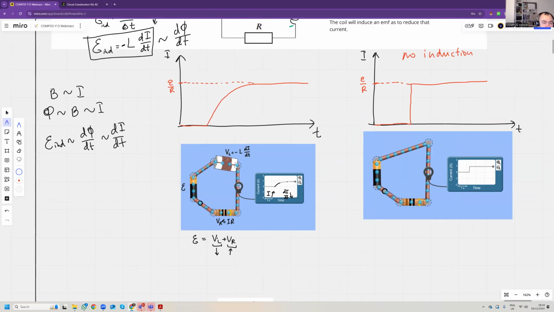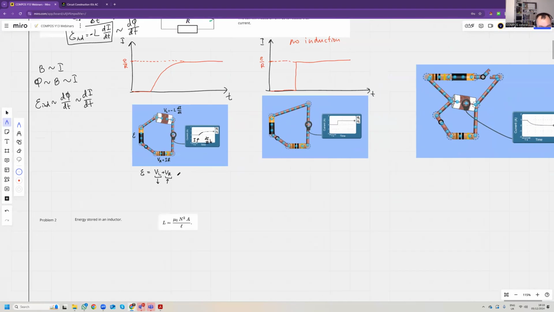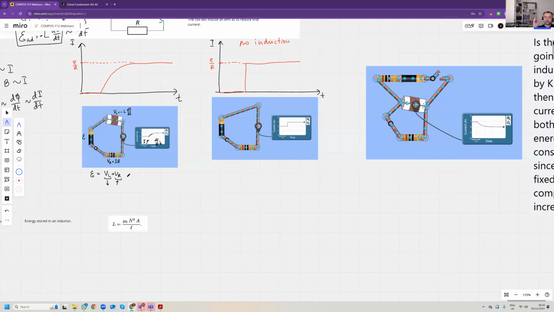Okay. Right, so basically a coil is a thing that doesn't like change. If you try to increase the current, it will fight you. If you try to decrease the current, it will fight you. And this leads to amazing, absolutely amazing results.